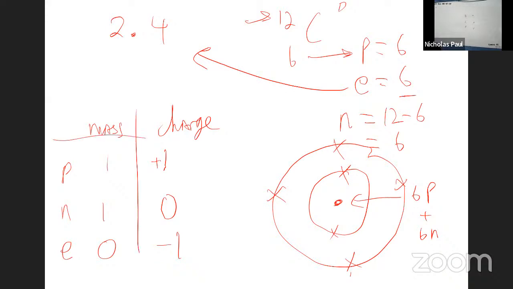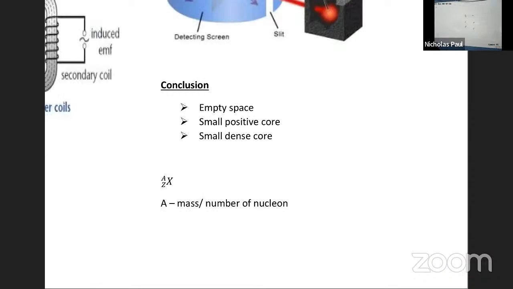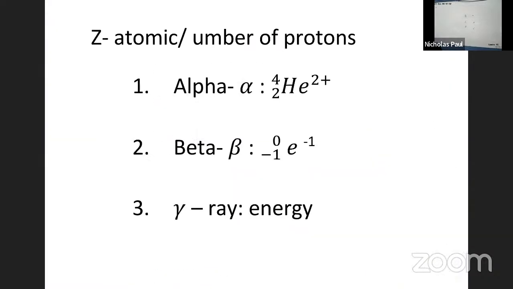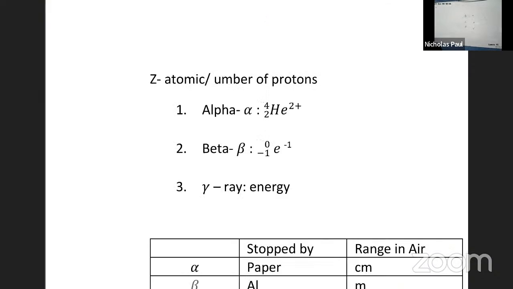Right, so you have your mass and your numbers, and that's the answer to that first part. Then you have 3 types of radiation. What are the 3 types of radiation? Gamma, beta, and alpha. Alpha is a helium particle, charge +2. Beta is 0, minus 1, the electron, and gamma is just energy. This symbol here is gamma. Gamma is just pure energy. Are you okay with that?